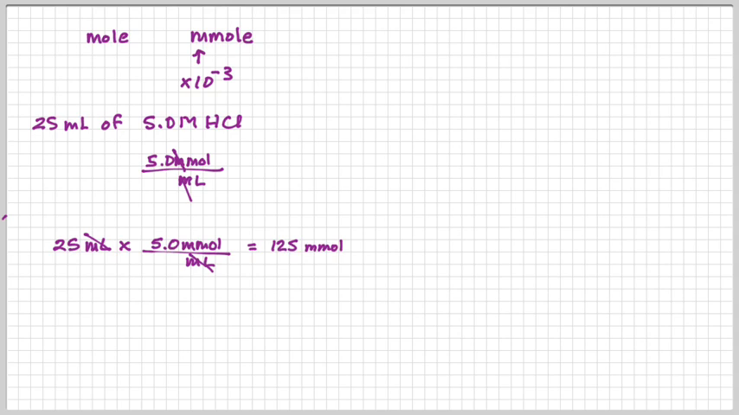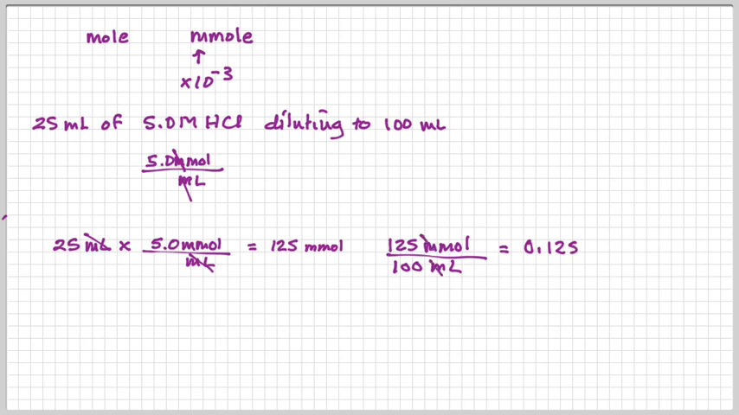What's nice about this is maybe this was a dilution problem, and we're taking 25 milliliters of 5 molar HCl, and we're diluting to 100 milliliters. That's pretty common, right? Because we don't use large quantities in the chemistry lab. Well, if I want to find the molarity of this in 100 milliliters, 125 millimoles divided by 100 milliliters. So the math comes out to be 0.125, and just cancel out those millis, and you have molarity. Yeah?